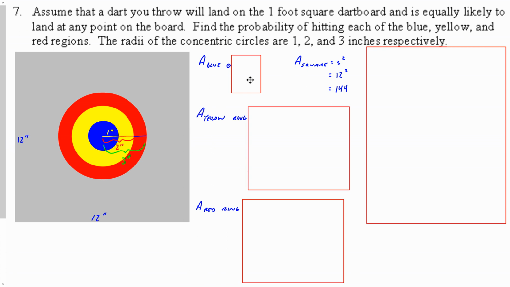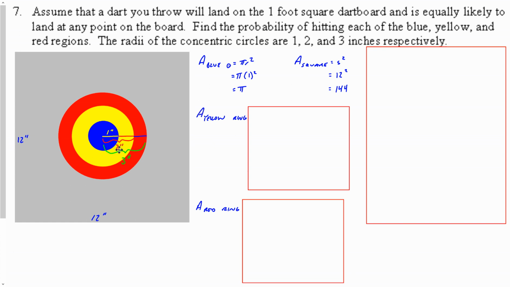Now, if I want to find the area of the blue circle, I know that the area of a circle is pi r squared. The blue circle, I'm told, has a radius of 1 inch. So when I plug that in and simplify, keeping it in terms of pi, again, to keep our answers as exact as possible, I would just have pi for the area of that blue circle.